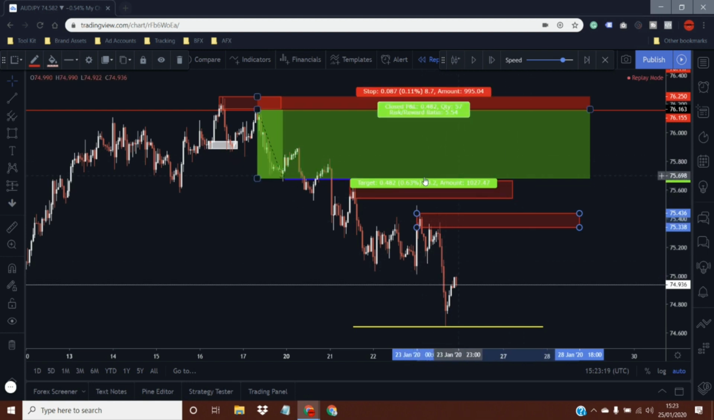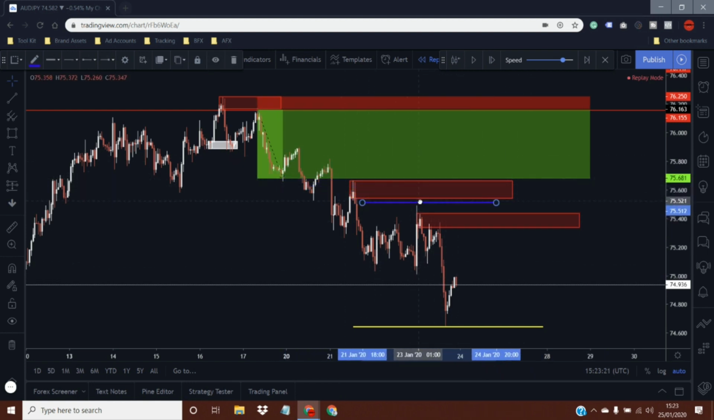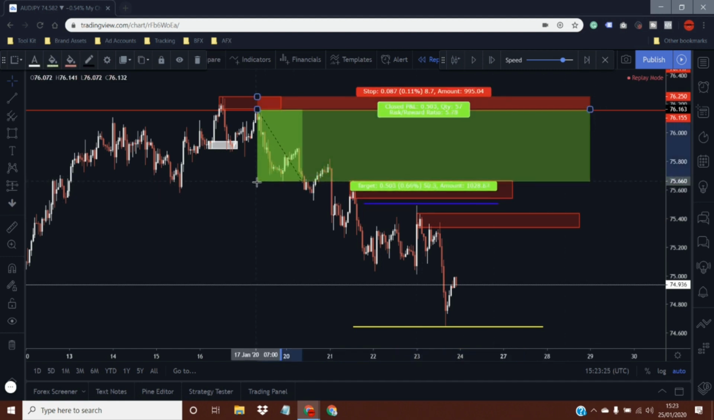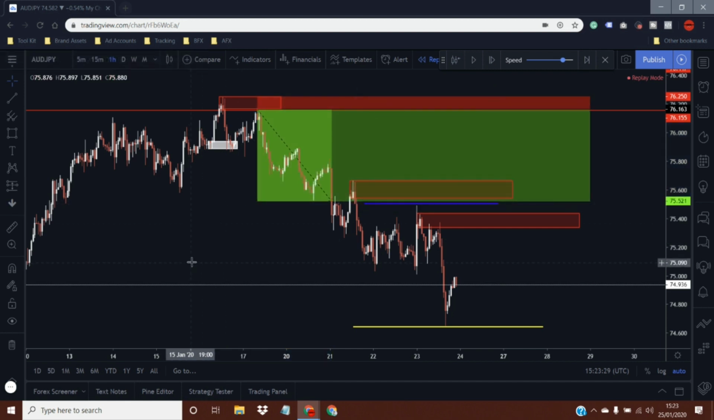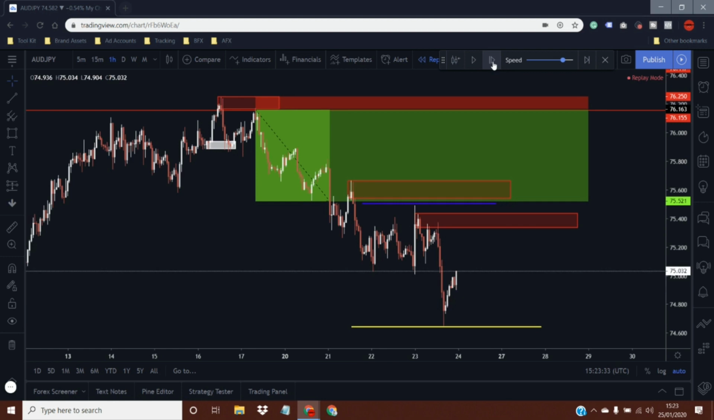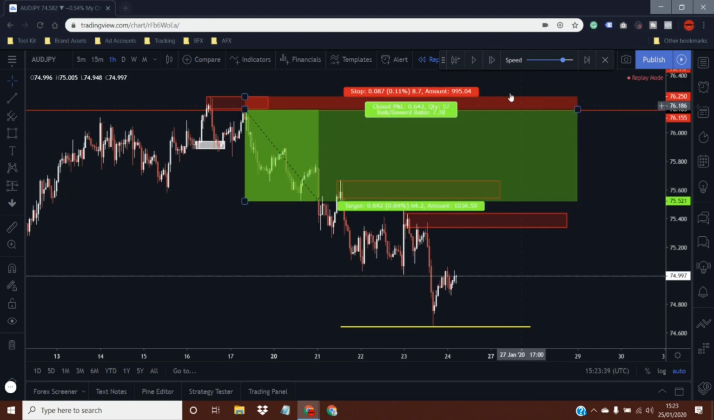So I could consider now that this level is fine to move my stops down to. Okay, so now we're at 7 times risk. All right, let's continue. Oh, we've frozen. Okay, there we go.